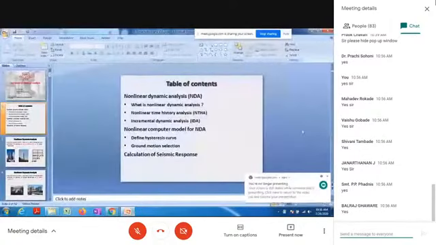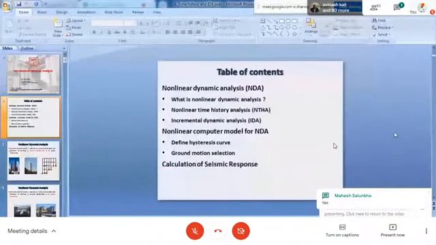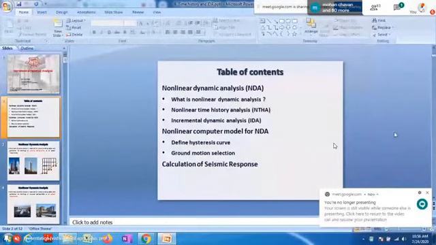Then, the most realistic result we get is from the time history analysis. So to perform time history analysis, what do we require? The ground motion. We require a ground motion record. So from where do we take a ground motion record?